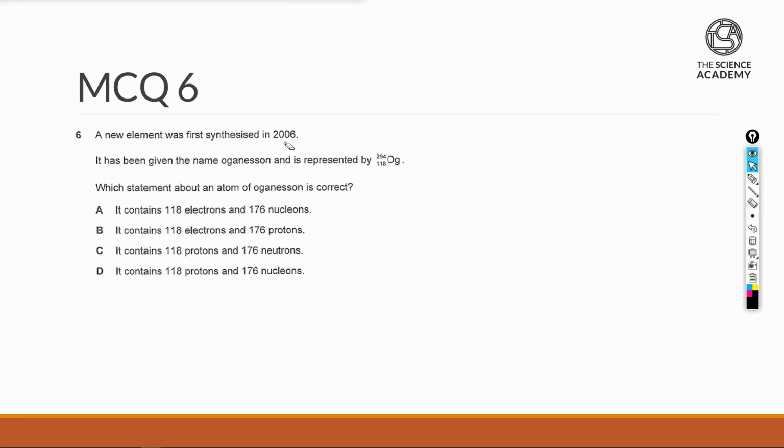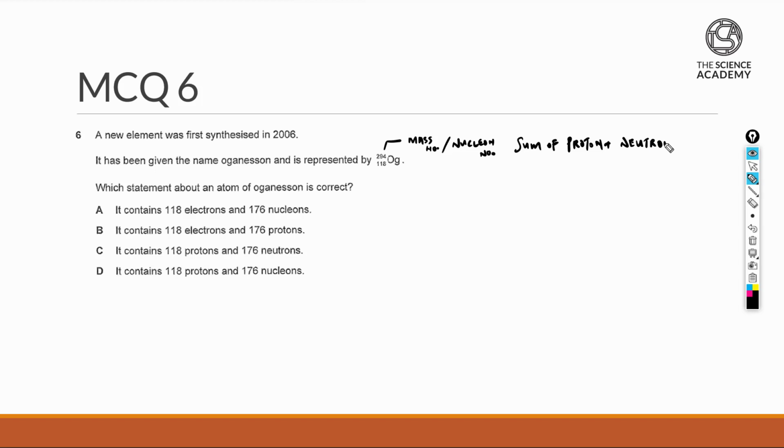In MCQ 6, this is an atomic structure question. It's just the interpretation of numbers that are given to us. So the top portion here has a few names, commonly known as mass number, if not nucleon number. They really just represent the sum of protons plus neutrons.